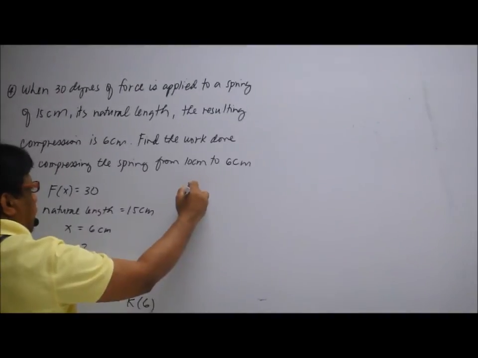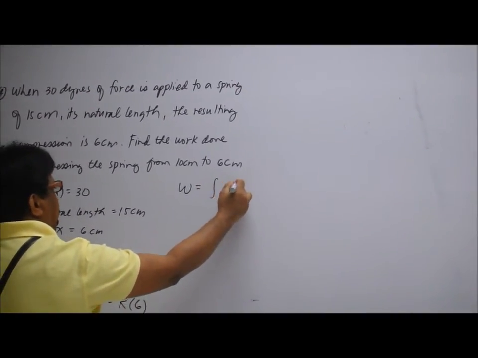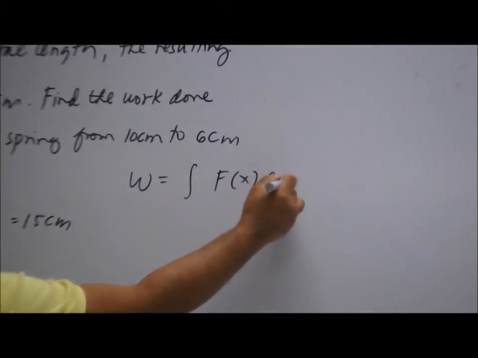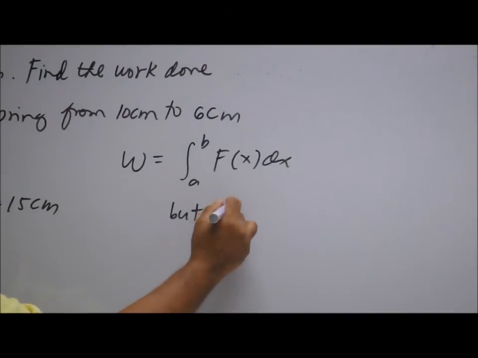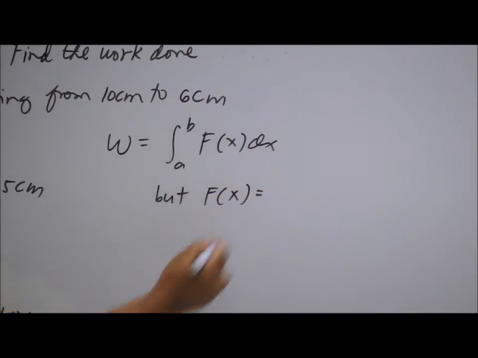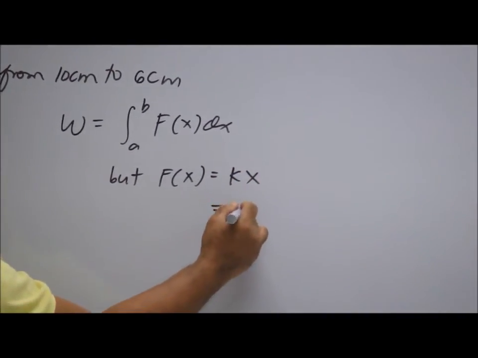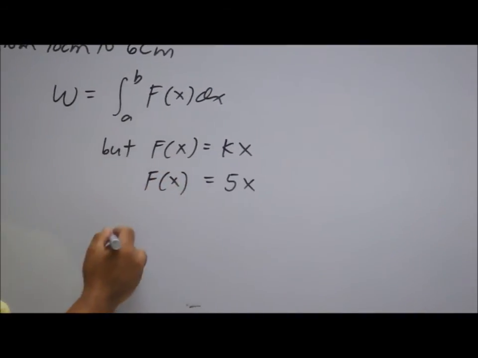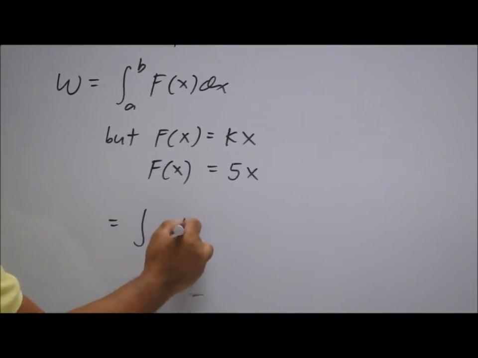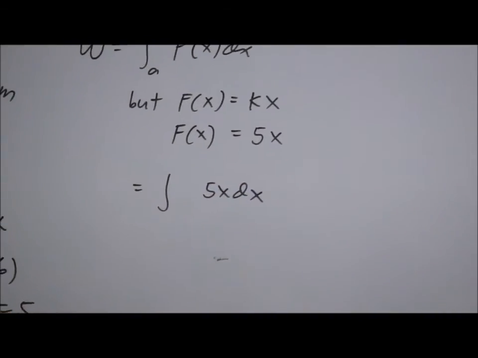And let us have the formula now. Work done is the integral of f of x dx from a to b. But what is f of x? F of x can be found from the formula kx, where k is equal to 5, and then we have x. So that this is now 5 x dx. So we have now the limits. What will then be the limits?